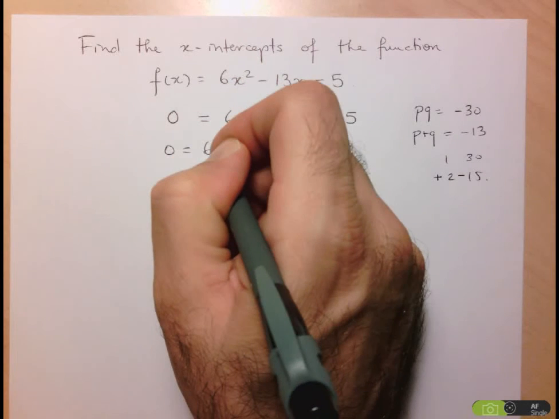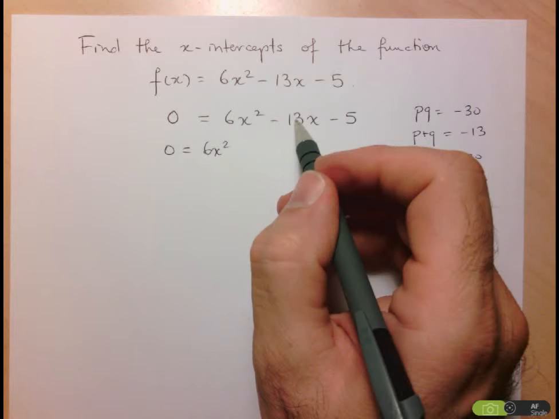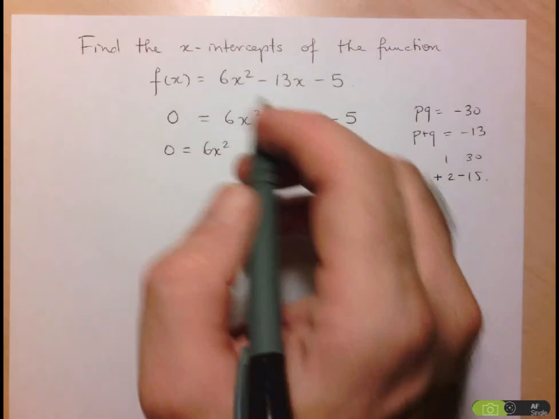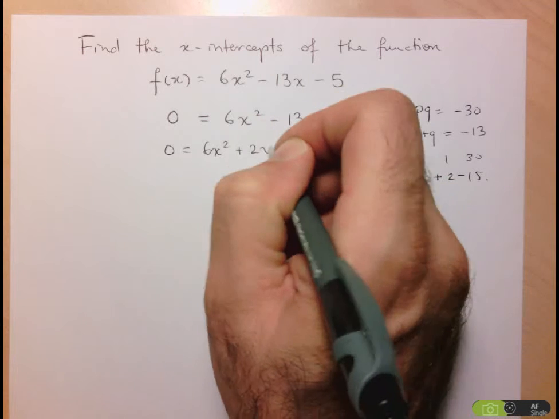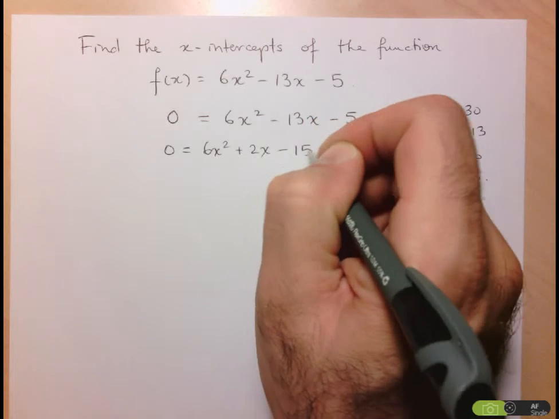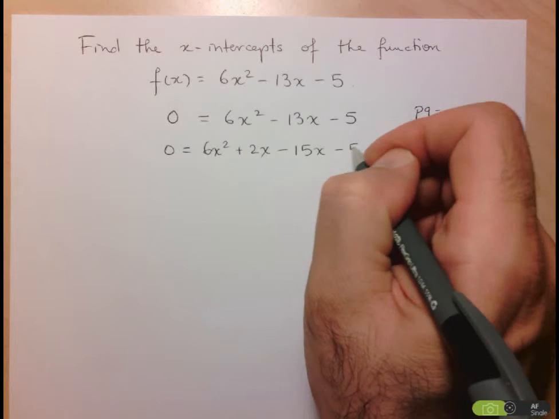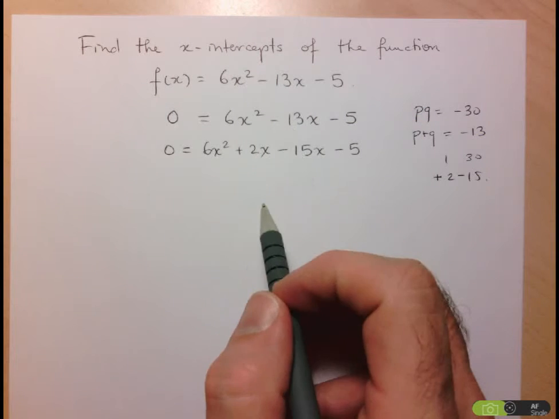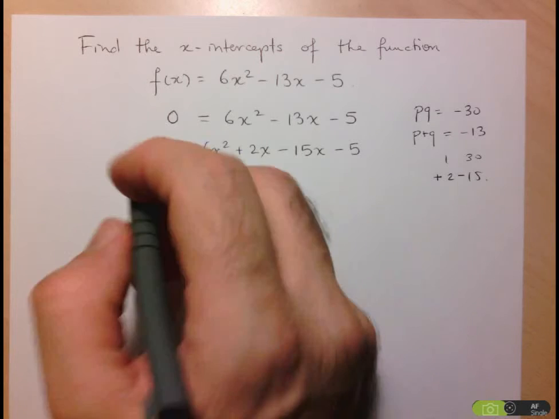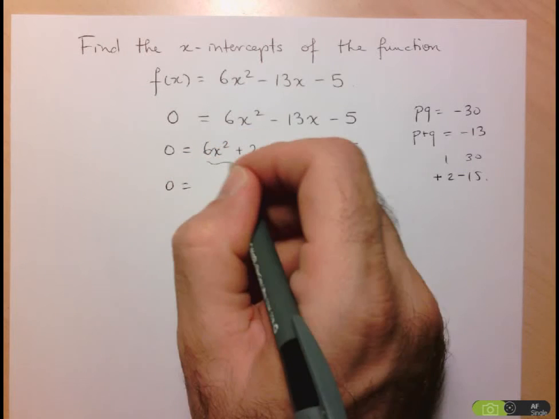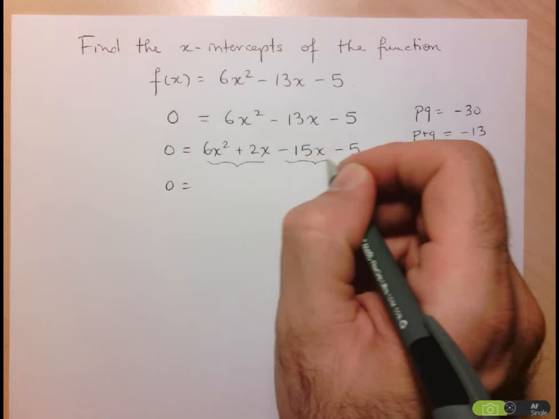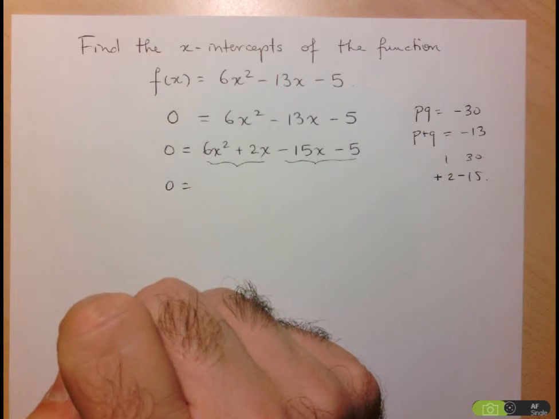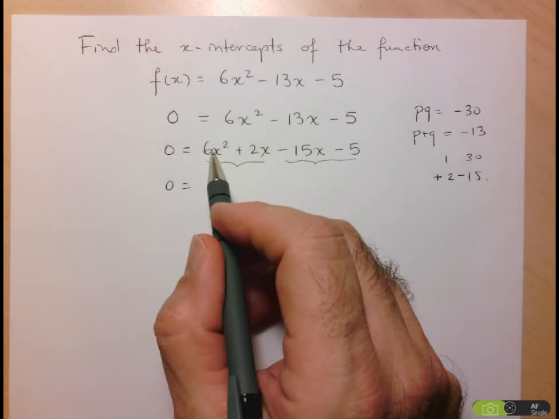So 6x squared, and we're going to split up minus 13x using these two numbers. I'm going to write this as plus 2x minus 15x, and then minus 5. And here 2x minus 15x is indeed equal to negative 13. So we do this so that we can group together the first two terms and the last two terms, and now do some common factoring between these.